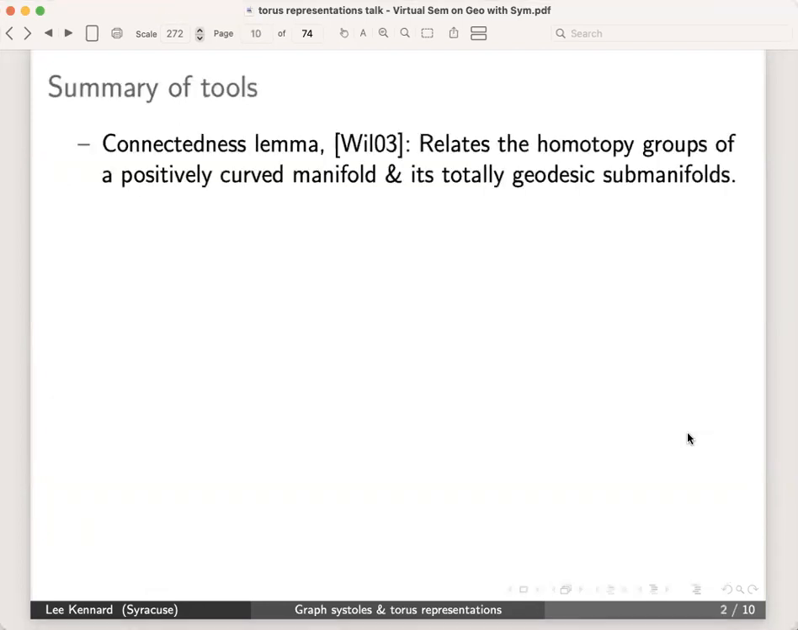So the connectedness lemma I mentioned relates homotopy groups of a positively curved manifold to those of its totally geodesic submanifolds. This is important in the presence of symmetry and positive curvature because it's well known that you get fixed points and that fixed points of isometric actions are totally geodesic. And so the quantitative statement involves the codimensions to tell you how many homotopy groups you get. I'm not getting into those details, but this has had lots of applications in this context.